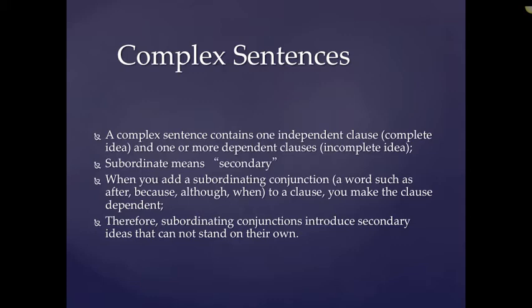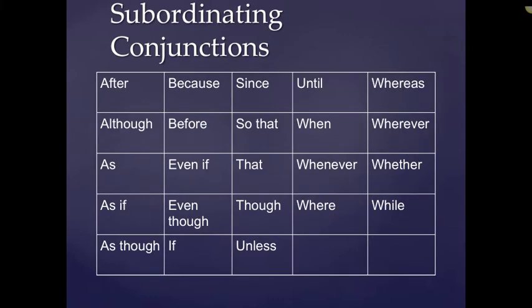And when you add a subordinating conjunction, which is a word such as after, because, although, or when, to a clause, you automatically make it a dependent clause. Therefore, subordinating conjunctions introduce secondary ideas that cannot stand on their own. Here is a list of subordinating conjunctions.